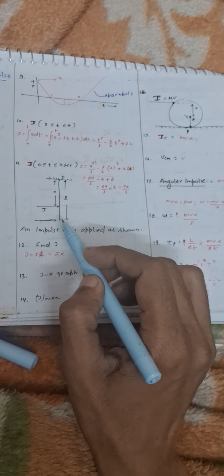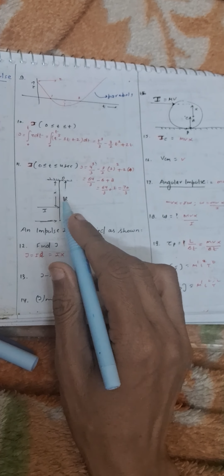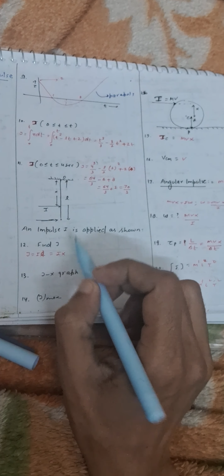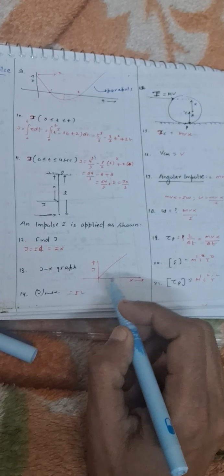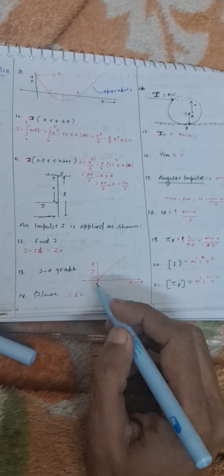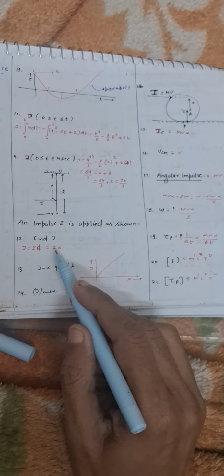Next is a question. There is a rod of length L. An impulse is applied at a distance of x. Then we need to find the angular impulse. Angular impulse is equal to linear impulse into the perpendicular distance, so it will be Ix. Next is the Jx graph, which will be a straight line as shown here. Next is Jmax. Jmax is I into x max, which is I into L.